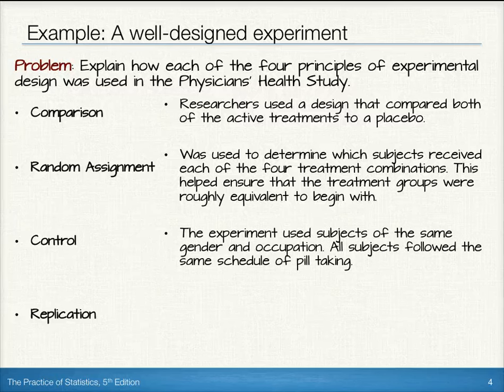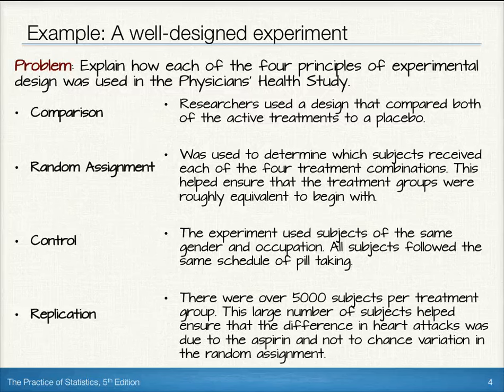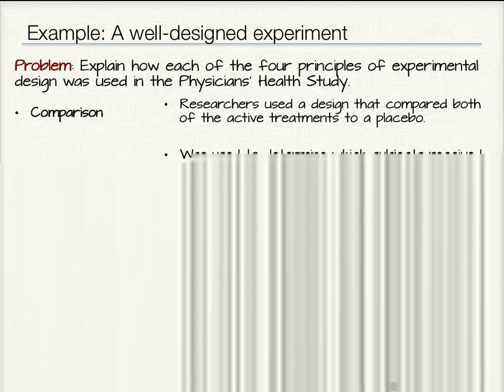The experiment used subjects of the same gender and occupation, and all subjects followed the same schedule of pill taking, so this experiment does have an element of control. And for replication, there were over 5,000 subjects per treatment group. This large number of subjects helped ensure that the difference in heart attacks was due to the aspirin and not due to chance variation in the random assignment.